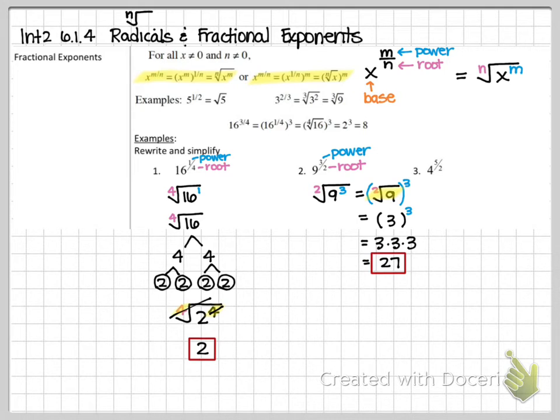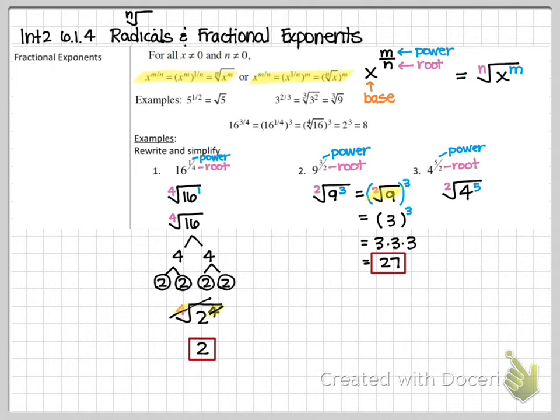Okay, let's take a look at the next one. So exponent on top represents the power. The bottom represents the root. So let's see if we can rewrite this. So open a root, put the base inside, put the power inside. I can move it outside if I want to in a second. Put the root in the crease.